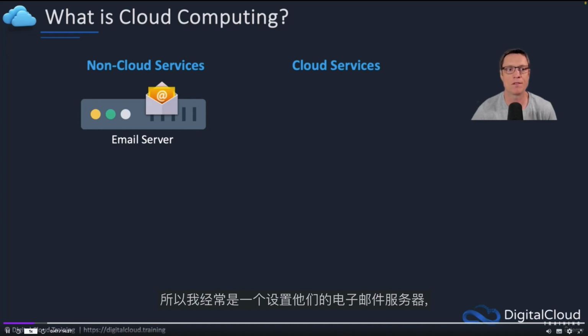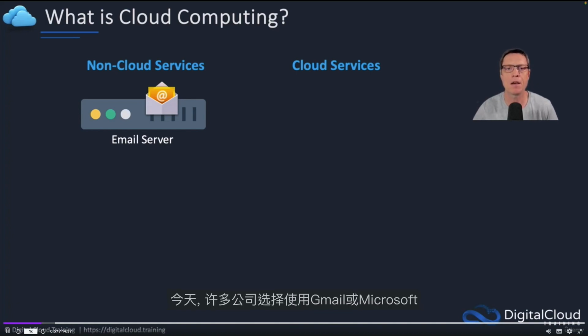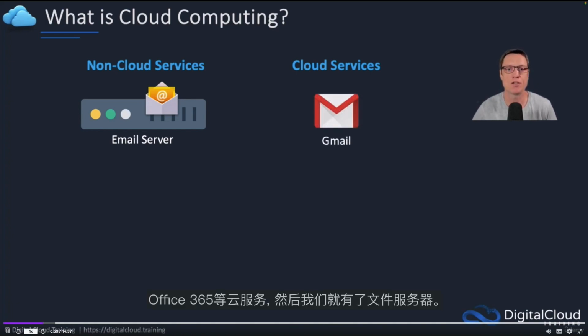So I would often be the one setting up their email servers, and you had to deploy a lot of infrastructure in different parts of the world if it was a global organization, set up all the mail routing. It was quite a job. Many companies today choose instead to utilize a cloud service like Gmail or Microsoft Office 365.